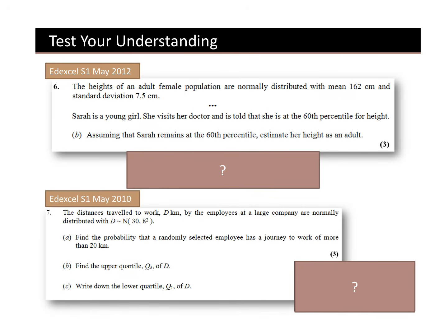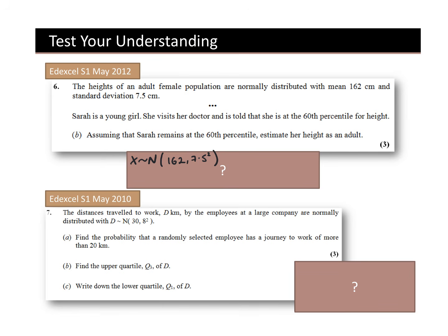Okay, you need to test your understanding. Okay, so the heights of an adult female population are normally distributed with a mean of 162 and a standard deviation of 7.5. So, if we were to write this, how would this look? This would look like X is distributed normally with a mean of 162 and a standard deviation of 7.5.